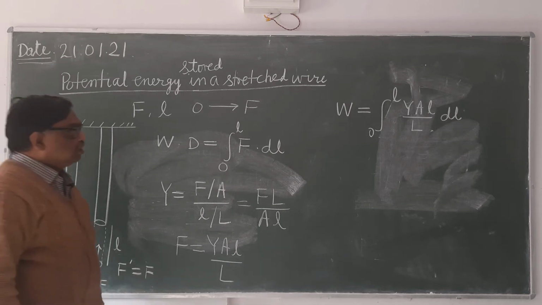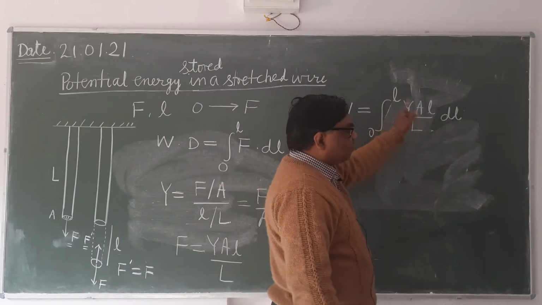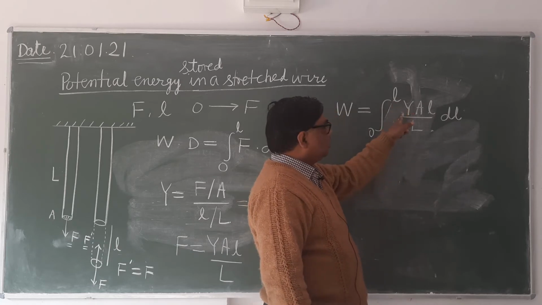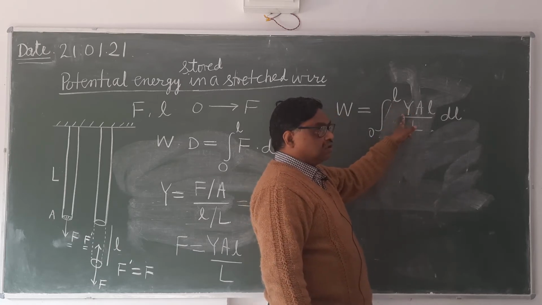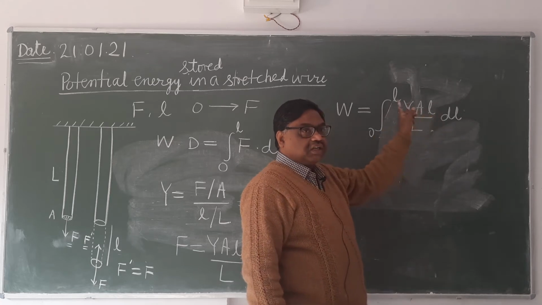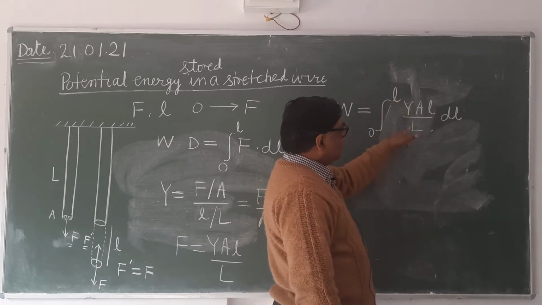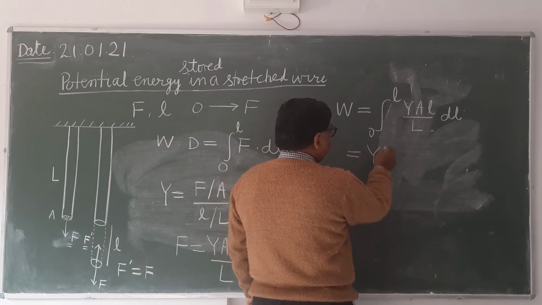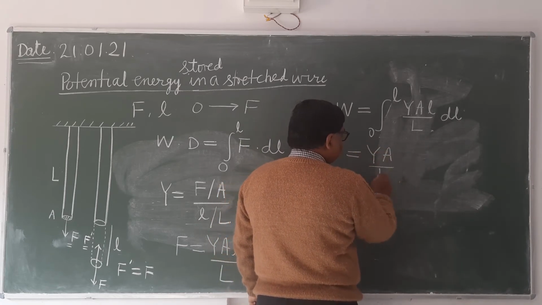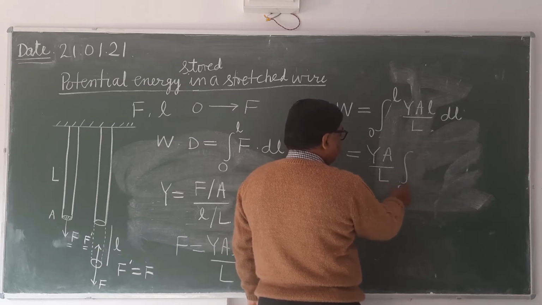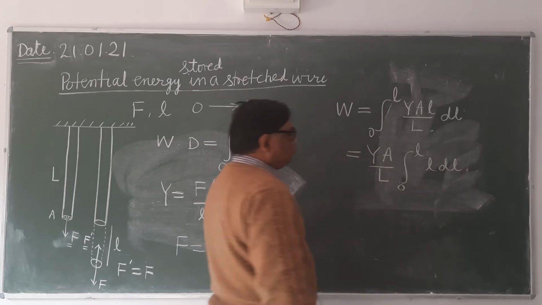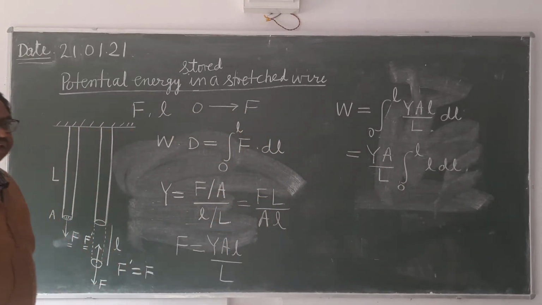So see here, let this area of cross section be constant. Y will be constant. Why? Because it is the Young's modulus of the material, it is the property of material. L is the original length. Therefore, Y into A upon capital L, which is constant, can be taken out of the integration.